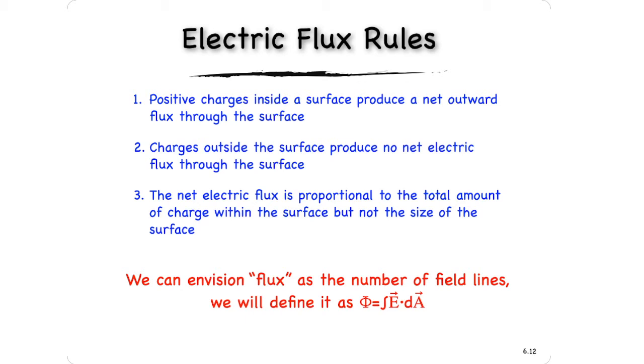Rule 2, charges outside the surface don't produce any net flux through the surface. They may have field lines that go in through one side, but they're going to come out through the other, and so they have no net effect on the flux going into or out of our surface. And finally, rule number 3, the net electric flux is proportional to the total amount of charge within the surface, but not the size of the surface.